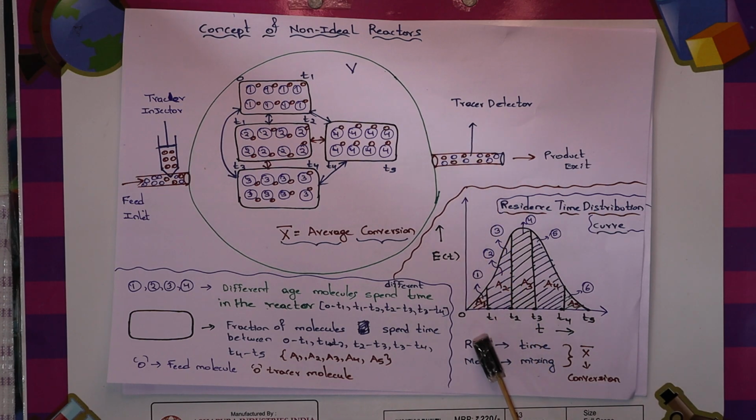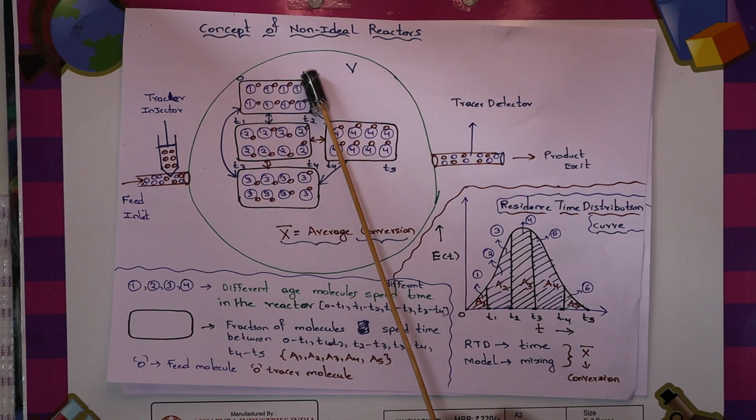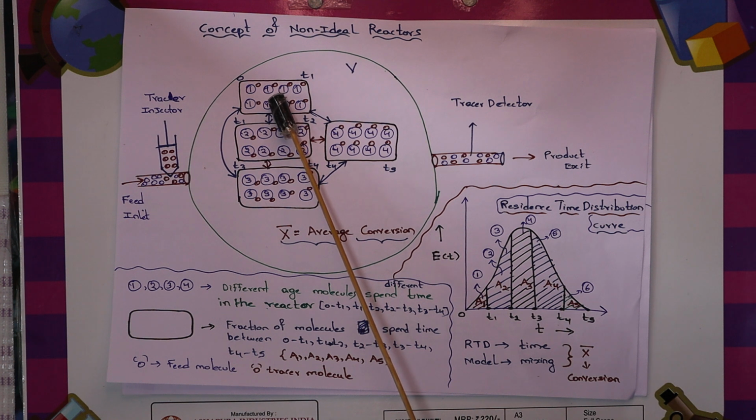So between 0 and t1, this set of molecules will come out of the reactor. From the graph, I can find out how many such molecules come out between the time 0 and t1. Based on the area information, A1 is the area under the curve between the time 0 and t1. Based on this area, I can find out how many of the age 1 molecules are between the time 0 and t1.